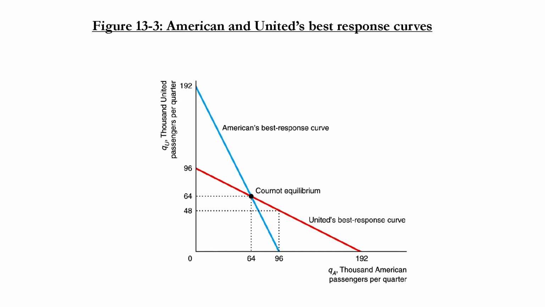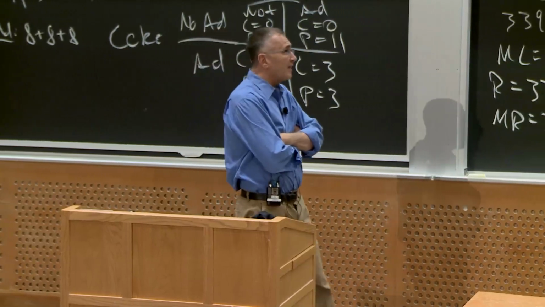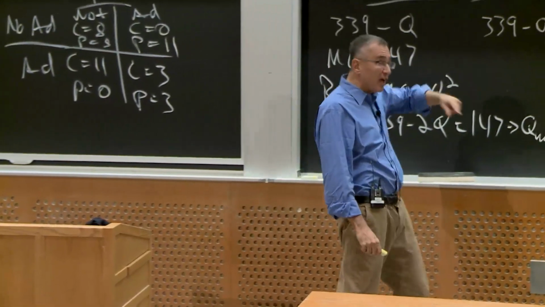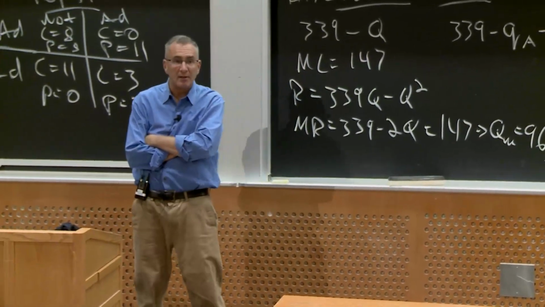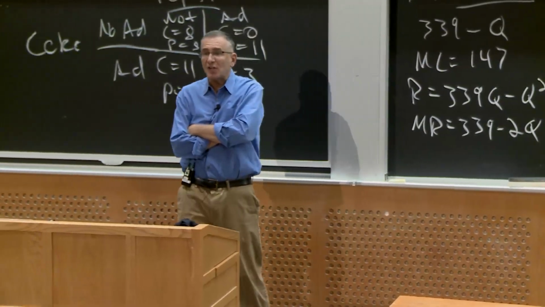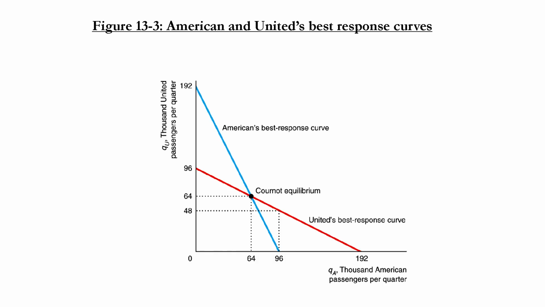I've also told you that if United flies 64, American flies 64. That's the 64-64 point. All this line is, technically, is going through this exercise over and over again for every possible quantity United could fly. So this exercise is saying for every possible quantity United could fly, what is my best response? In other words, if United is going to fly 192 passengers in a quarter, I should fly none.